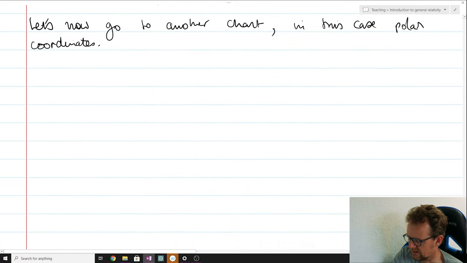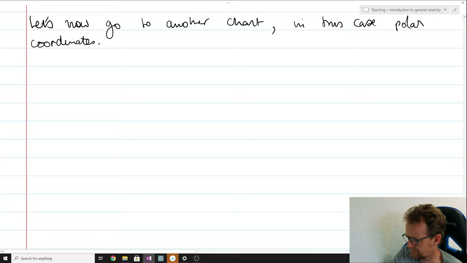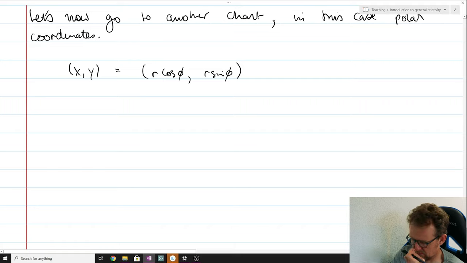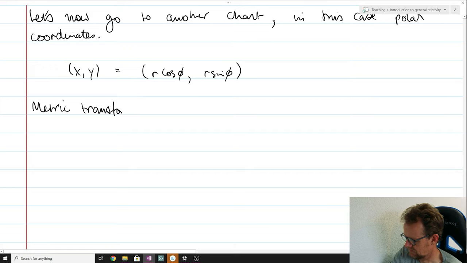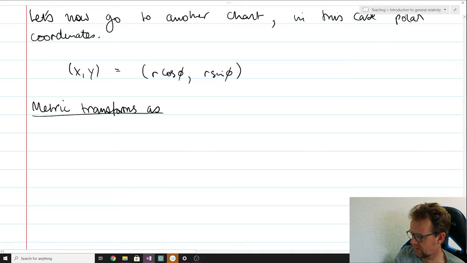So let's now do all of these calculations again, but with respect to polar coordinates. So in polar coordinates, how are they defined? Well, something with Cartesian coordinates x and y has polar coordinates r cos phi, r sin phi. Now we need to transform the metric. What does the metric look like in a new coordinate system? How do we determine length in polar coordinates? That's the other way of saying it.